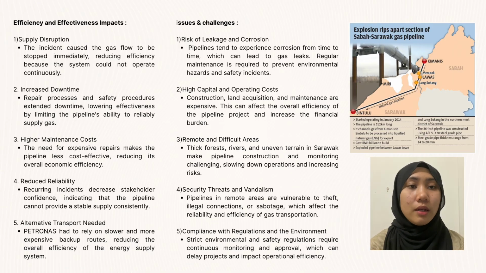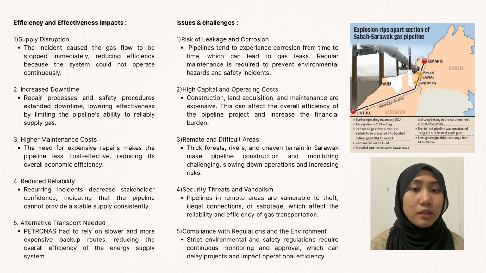Next, remote and difficult areas. Thick forests, rivers, and uneven terrain in Sarawak make pipeline construction and monitoring challenging, slowing down operation and increase risk. Next, security threats and vandalism. Pipeline in remote areas are vulnerable to theft, illegal connection, or sabotage, which affect the reliability and efficiency of gas transportation.